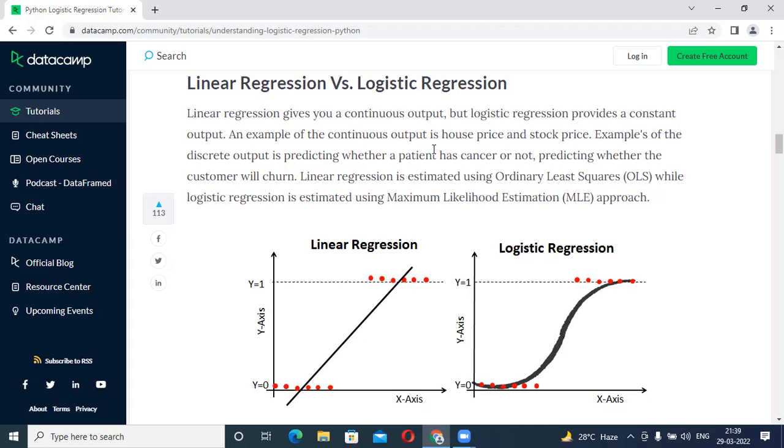Another thing I want to mention is that logistic regression can also be used for a multi-class classification problem. But it is mostly and popularly used in binary classification problems, not in multi-class classification, though it can be used there also.